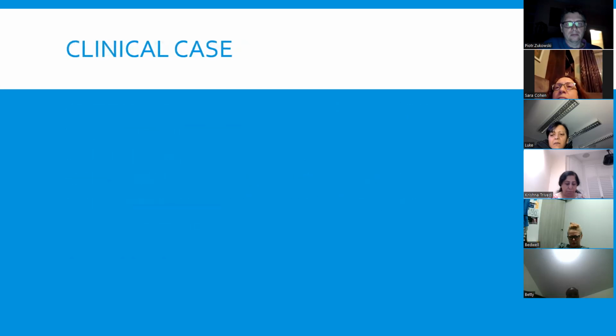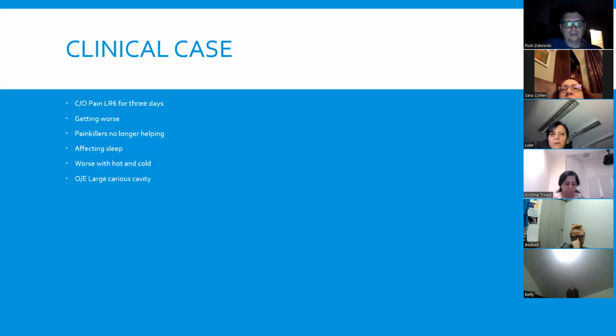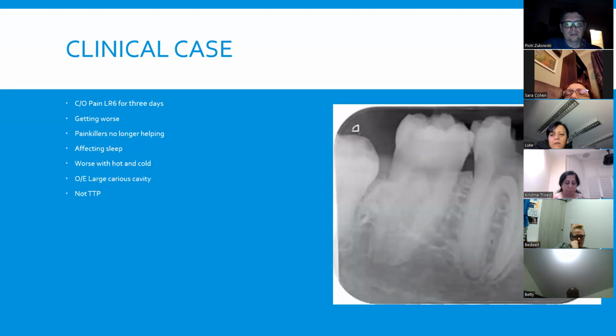Clinical cases. We have 10 minutes left. Okay. So this patient complaining of pain lower right 6 for the past 3 days. It's getting worse. The painkillers are no longer helping. It's affecting their sleep. It's worse with hot and cold. There's a large carious cavity that you can see. It's not TTP, and here's the X-ray. So what are we looking at?